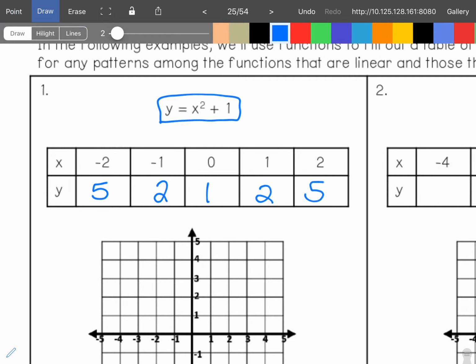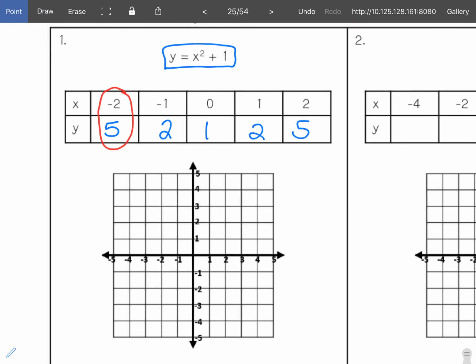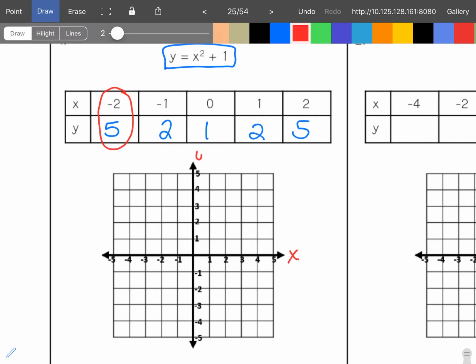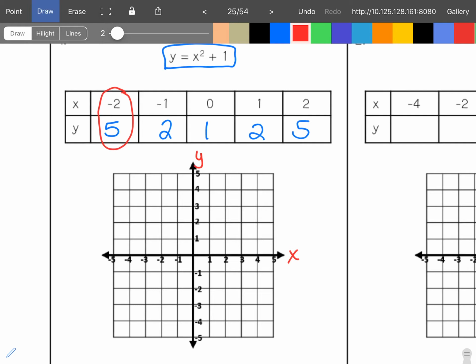After you've finished your input-output table, now you're going to plot these points. So our first ordered pair is right here. This is -2, 5. So the x value of -2 and a y value of 5. So we always start right here at our origin, and this is our x-axis. Make sure you pay attention, x-axis and y-axis. So we have to go on the x-axis to -2, and then the y value is 5. So we go left to -2. We always go left or right first because we use our x value first, and then we'll go up or down. Okay, so we go to -2 and then +5, which is right there, and we put our point.